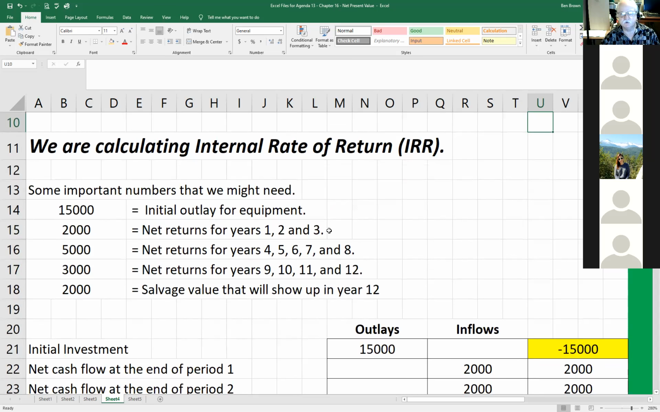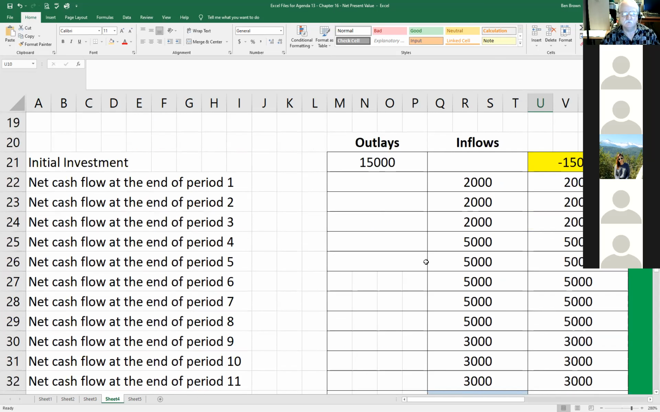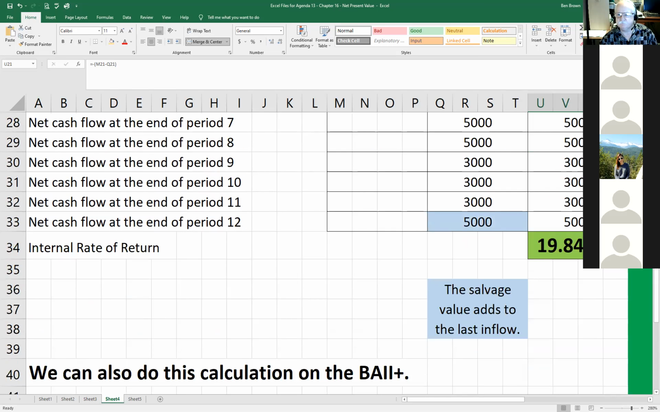2,000 net returns for year 1, 2, and 3. 5,000, 3,000, and the 2,000 is the salvage value. So setting it up here, we have to detail every one of all 12 years. There's no interest rate here. So we don't start with the interest rate, but we still have outlays and inflows. Our first outlay is negative 15,000, but these are positive all the way down.